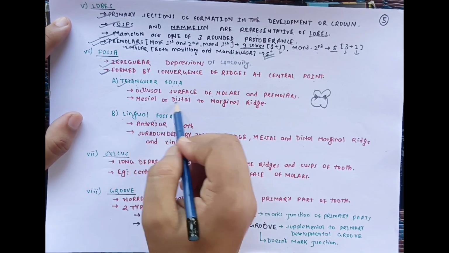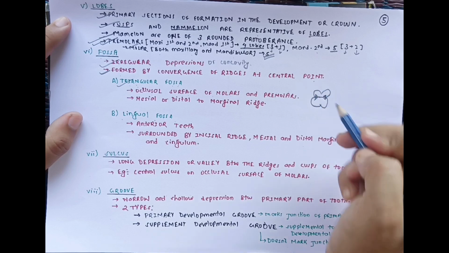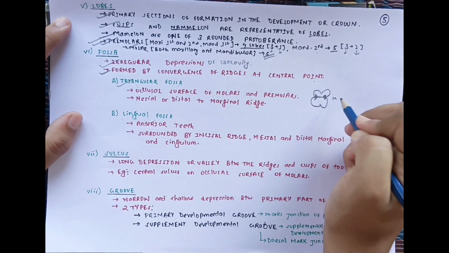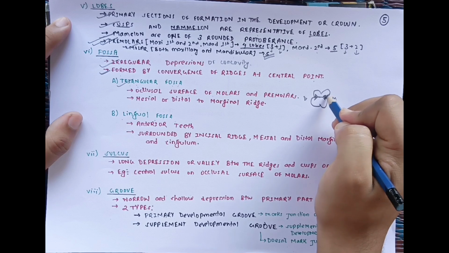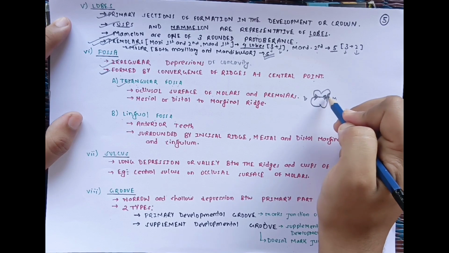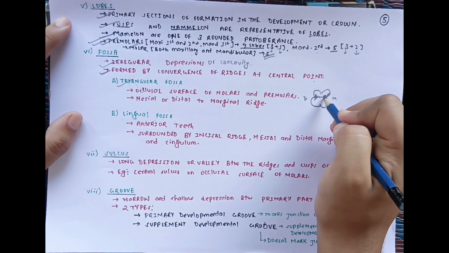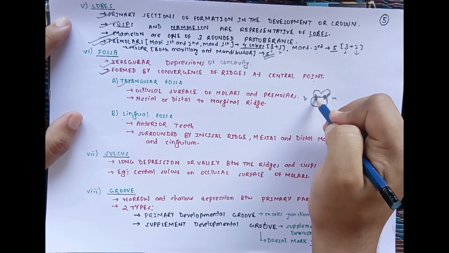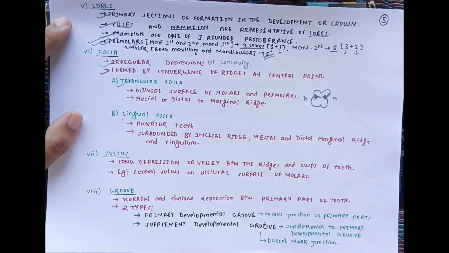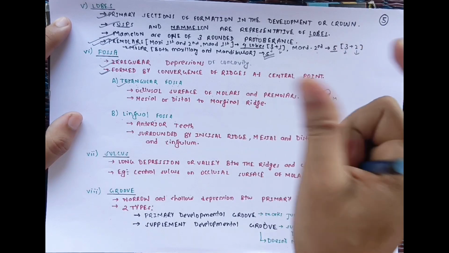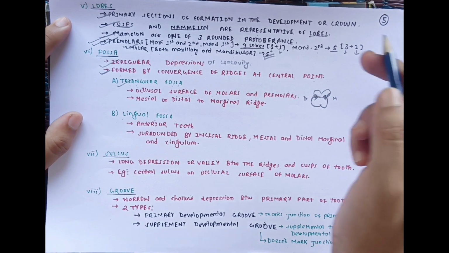Similarly, they are mesial or distal to the marginal ridge. If I take this as a mesial and this as a distal, so this is a mesial marginal ridge, and this triangular fossa is distal to the mesial marginal ridge, and this one is mesial to the distal marginal ridge. While talking it is quite confusing, but it is easy to understand.